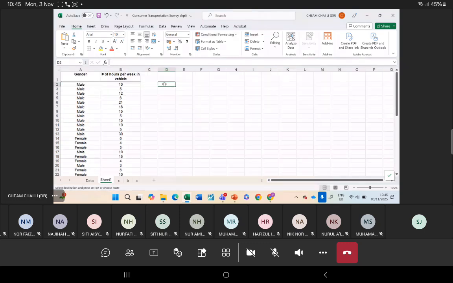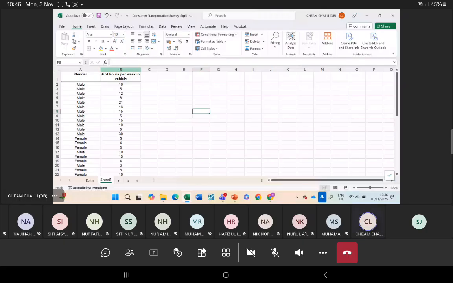Okay, so next we want to look at two groups. We want to rearrange the male and female, right? Male in one group, female in another group, corresponding with the number of hours spent in the vehicle. For example, the first customer is male, and the hours per week is 10. The second male is 5. So we want to sort this according to gender.